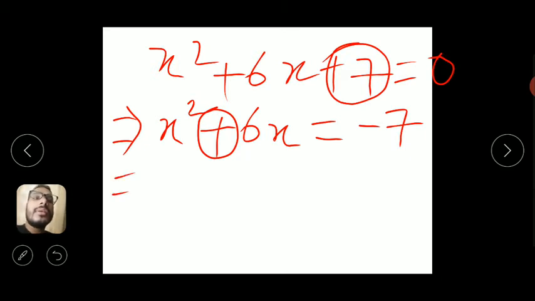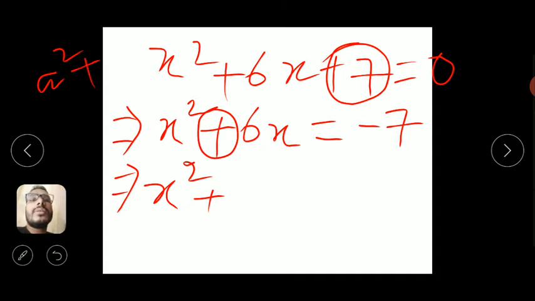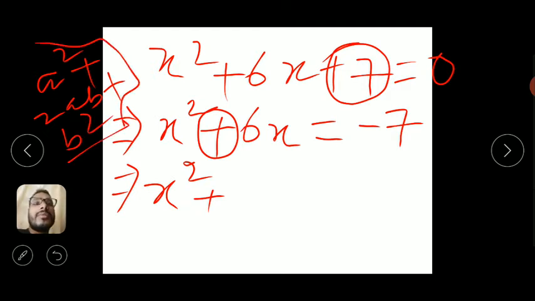Now see, x square plus, what was the formula? a square plus 2ab plus b square. So I'll write here a square plus 2ab plus b square. Okay, this is the formula. So we got a square as x square. Now we have to get 2ab, so that we can get the value of b also. We have got 6x here. Let us try to find 2ab here.